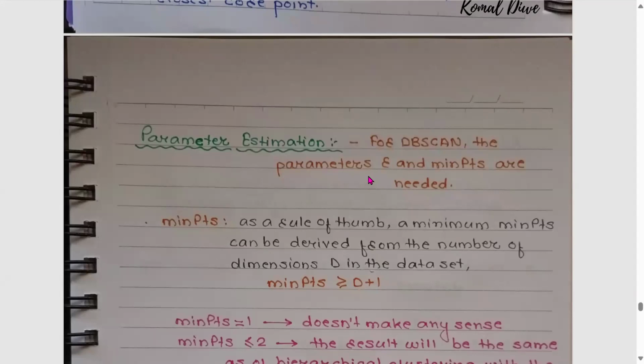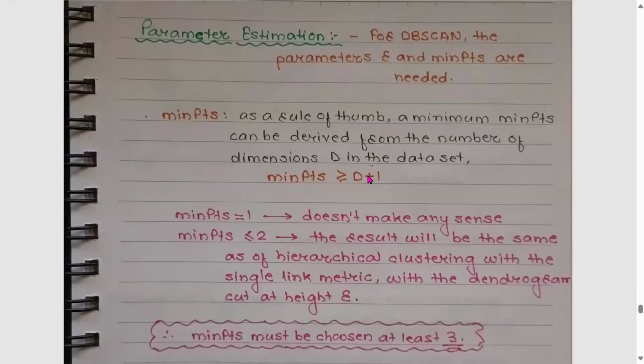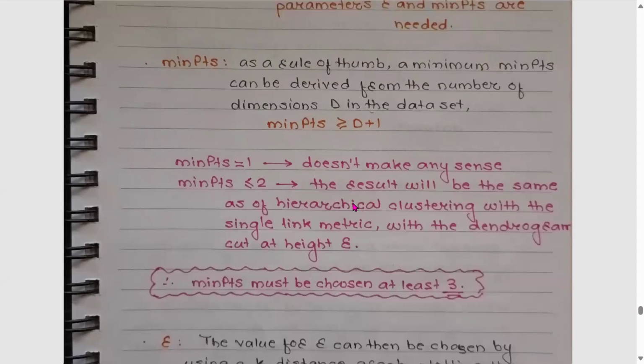Parameter estimation. For DBSCAN, the parameters epsilon and minimum points are needed. As a rule of thumb, minimum points can be derived from the number of dimensions in the dataset: minimum points greater than or equal to d plus 1.